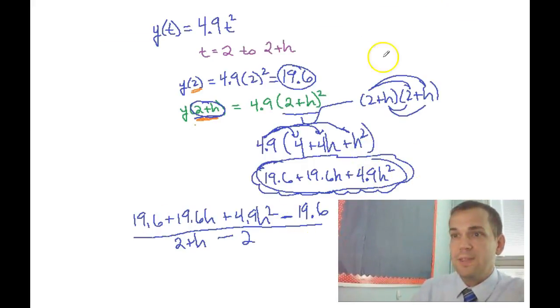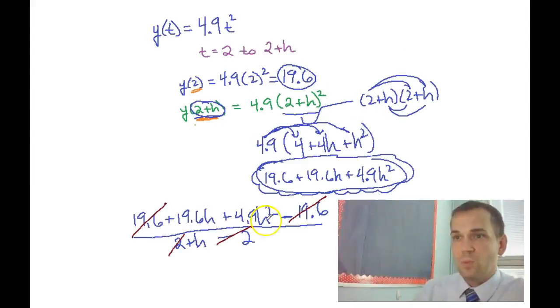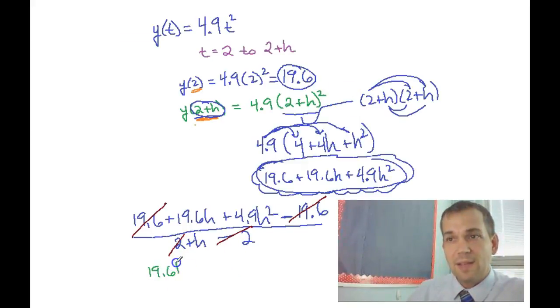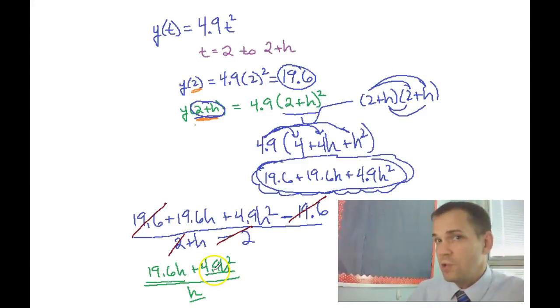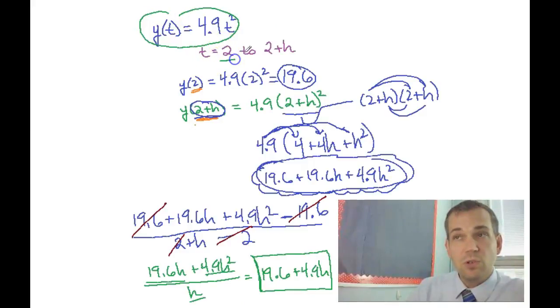And we're going to simplify this expression. And lo and behold, look at this. This 19.6 and this 19.6, not only are they like terms, but they cancel each other out. Same thing with this 2 and this 2. That's going to leave us with 19.6h plus 4.9h squared, all divided by h. And now because every term has an h, I'll divide everybody by h, leaving me with 19.6 plus 4.9h. So this would be the average rate of change of this function as t goes from 2 to 2 plus h.